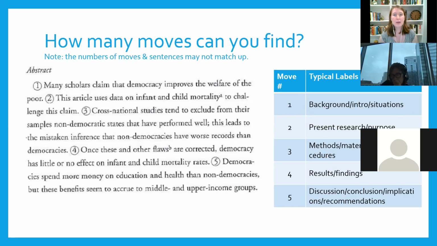And I want you to think about, okay, which of these moves can you find in here? You may not be able to find all of them. And also, there are 5 sentences and 5 moves, but that does not mean that each sentence matches up to each particular move. So I'm just going to give you maybe a minute to read over this abstract again and see what you can find, if you can find each of the moves in here. And again, they may not all exist. So I'll give you maybe 1 minute to read this over, and then we'll talk about it.